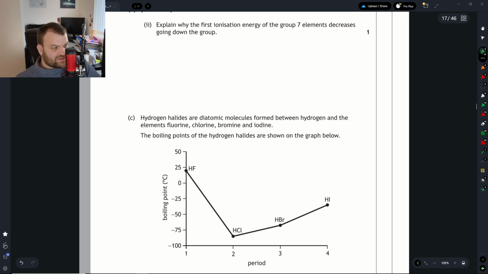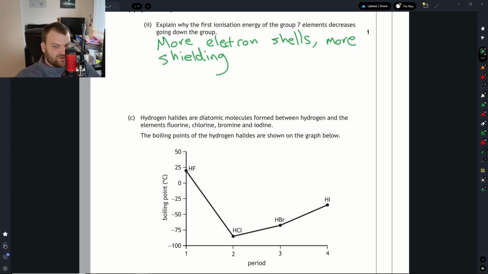Next question, we're asked to talk about going down a group. As you go down a group, there are more electron shells. Because there are more electron shells, this will mean the electrons will be more shielded from the nuclear pull. More shells, more shielding. That would mean they would be less tightly held, and that's why the numbers have gone down.